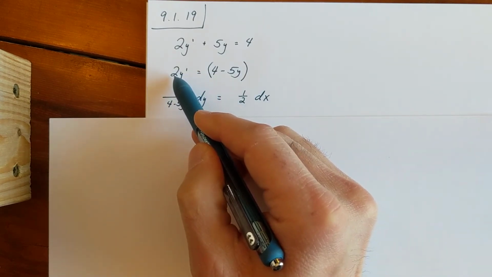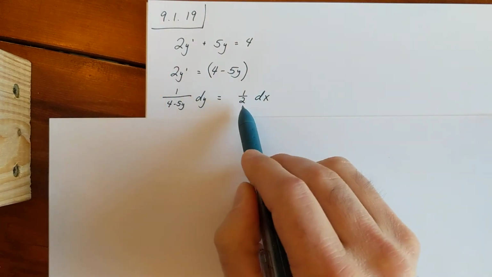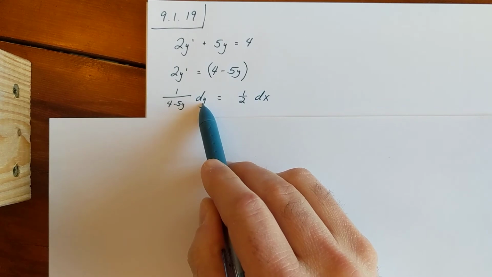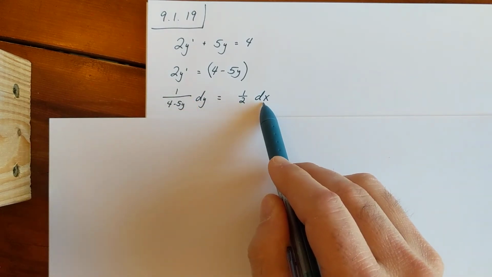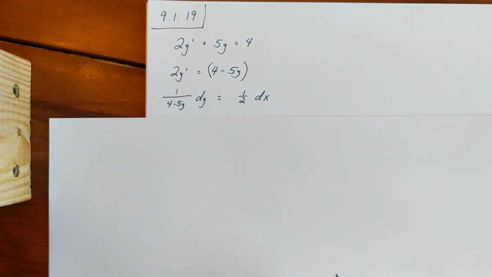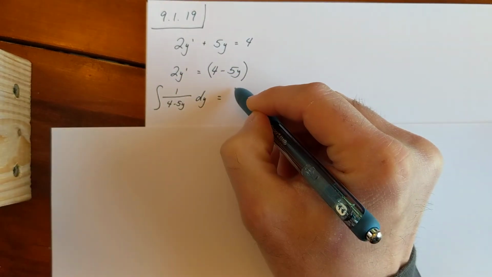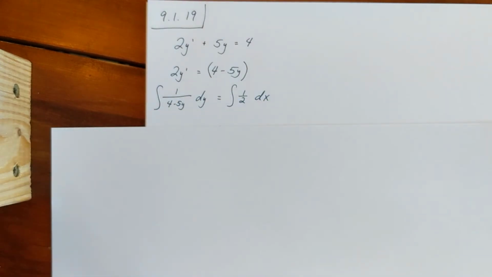We want to move the 2 out of the way, so we divide both sides by 2. That's where the 1/2 comes from. And the dx that was in our denominator here gets multiplied and becomes a 1/2 dx on the right. So that's a little bit unusual compared to everything else we've done in terms of how to separate your variables. But now that we have it, we're ready to go ahead and do an integral on the left-hand side and an integral on the right-hand side.